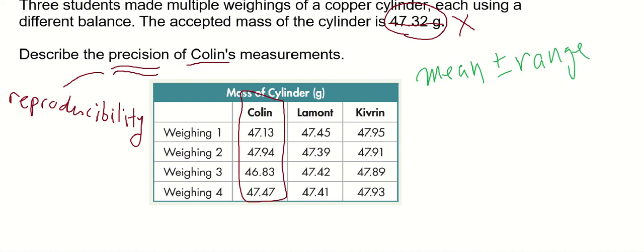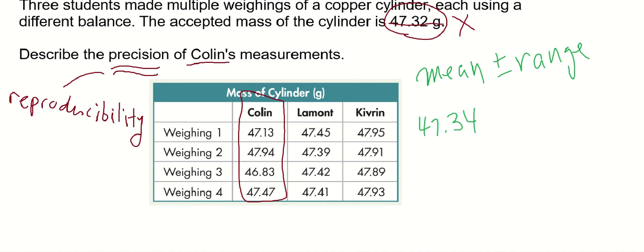Now, by range, I don't mean the biggest measurement minus the smallest measurement, but the range from the farthest measurement to the mean. So let's get the mean first. We're going to add up all four of Colin's measurements: 47.13 plus 47.94 plus 46.83 plus 47.47, and then divide all of that by 4. The sig figs are just going to be the 4 digits. So it's 47.3425, but we have to stop here.